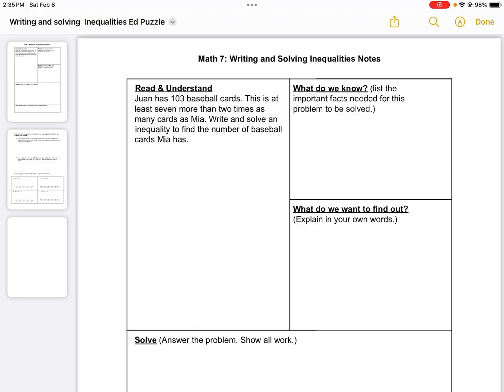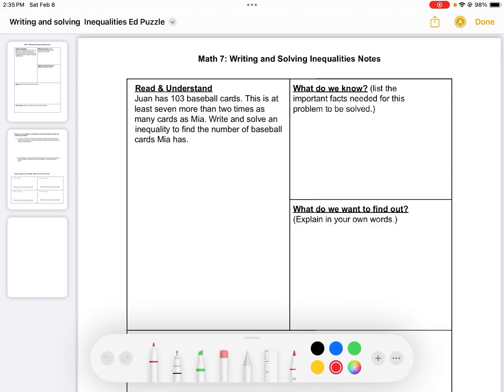So what do we know? We need to list the important facts needed for this problem to be solved. The first thing that I need to know is how many baseball cards does Juan have? Over here in the read and understand section, I'm going to underline that I know Juan has 103 baseball cards. So I'm going to write it in the first section of what do we know. Juan has 103 baseball cards.